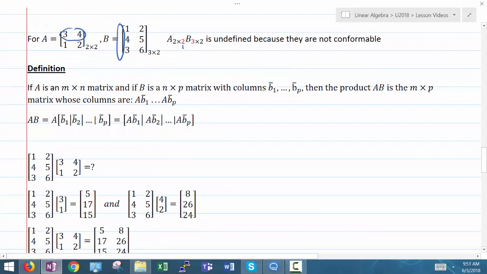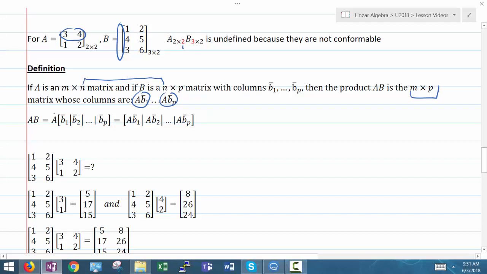So let's define what we mean by matrix multiplication. If A is an m by n matrix and B is an n by p matrix with columns B1 through Bp, notice that we've defined A and B to be conformable. Then the product AB is an m by p matrix where the columns are A times B1, A times B2, and so on.